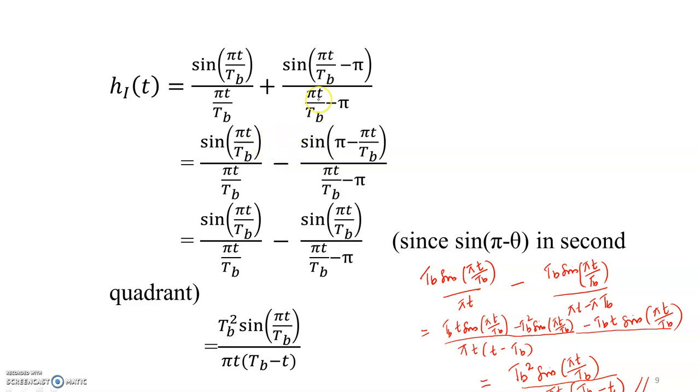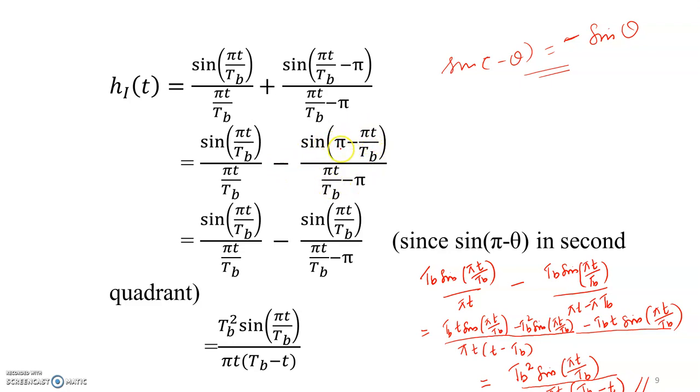Now you have the term sin of pi t by Tb minus pi. You know sin of minus theta equals minus sin theta, so you can use this here. So I take a negative sign outside and reverse the terms. Sin of pi t by Tb minus pi, I can write as minus of sin of pi minus pi t by Tb.